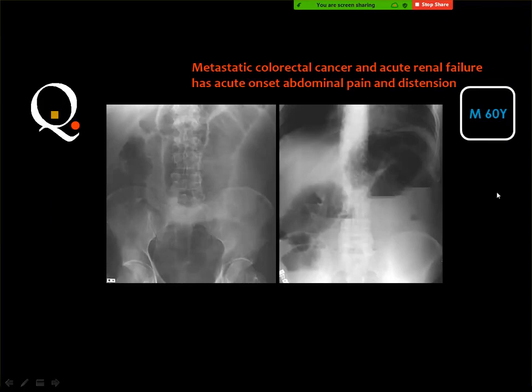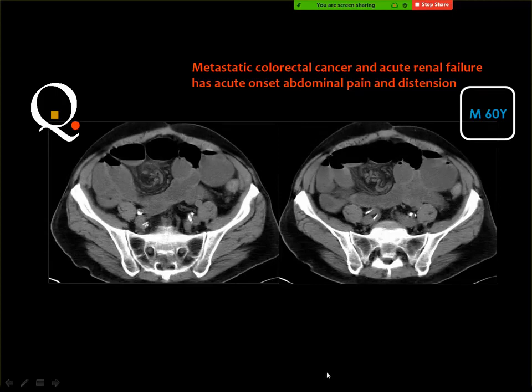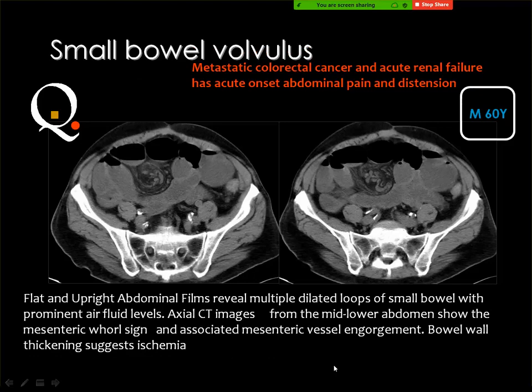Intestinal obstruction. Yes, and this patient had metastatic colorectal cancer with acute renal failure, presenting with acute onset of abdominal pain and distension. The plain film showed intestinal obstruction, and the CT scan showed midgut volvulus. Very good. And this is a small bowel or mesenteric volvulus. You got a whirly appearance at the root of the mesentery.